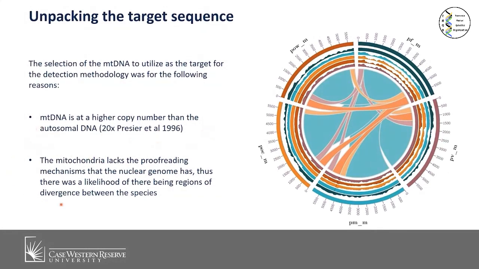And then also we picked the mitochondria because the mitochondrial DNA lacks the proofreading mechanism that the nuclear genome has. And thus it is theoretically more likely to diverge more quickly, meaning that the different species would separate in base pairs more quickly than in the nuclear genome because there's nothing correcting it. And yes, I know that this graphic over here is quite a lot to look at, which is why I'm going to spend the next couple of slides breaking this graphic down for you.